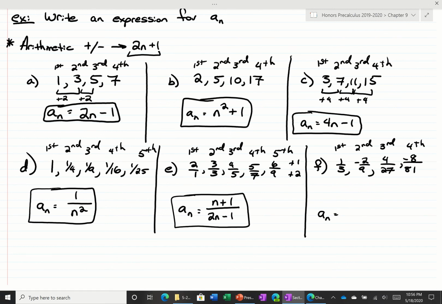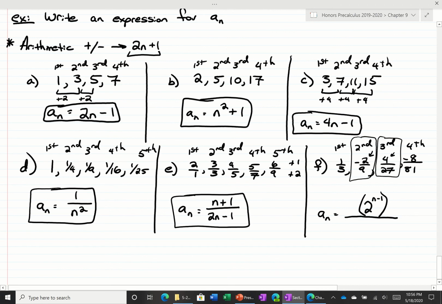Okay. Well, I know these are powers of 2, right? So on top we have 2, 4, and 8. But to get 2 for the second, I'm going to have to do 2 to the first. This is 2 to the second, but that's the third term. So if I do 2 to the n minus 1 power, look at the first term. 2 to the 0 is 1. 2 to the 2 minus 1 is going to give us 2. So that takes care of those numbers. You're just going to do one thing at a time.